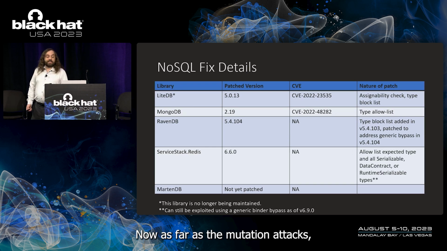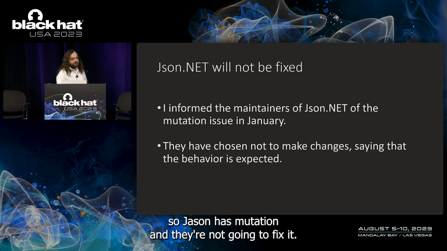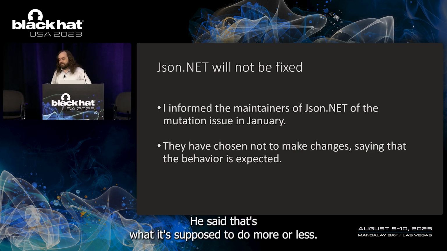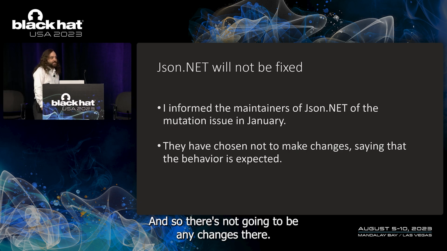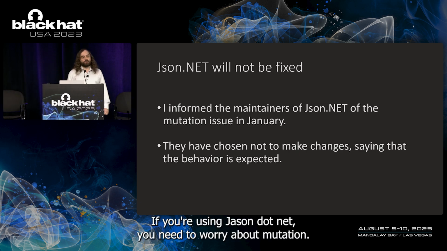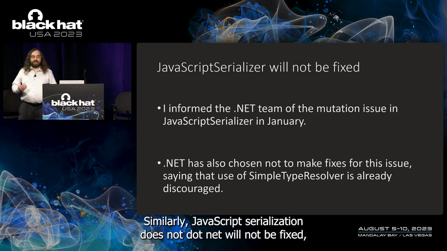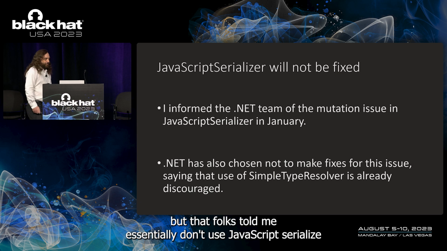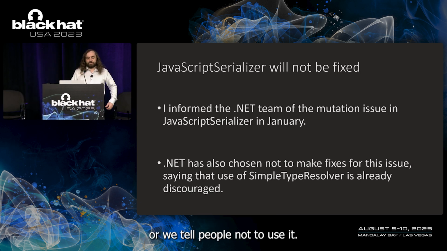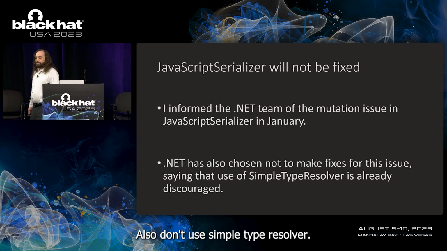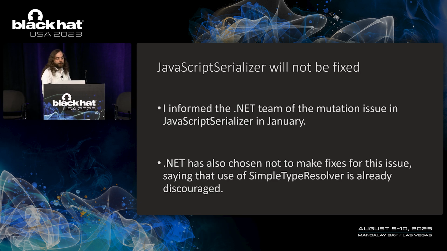Now, as far as the mutation attacks, JSON.NET has mutation, and they're not going to fix it. I talked to James Newton King about it. He said that's what it's supposed to do, more or less. So there's not going to be any changes there. If you're using JSON.NET, you need to worry about mutation. Similarly, JavaScript Serializer in .NET will not be fixed. The .NET folks told me essentially, don't use JavaScript Serializer. We tell people not to use it. Also, don't use simple type resolver. We tell people not to use it. So there's no fixes that are going to be made there either.